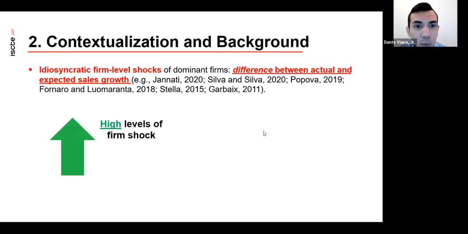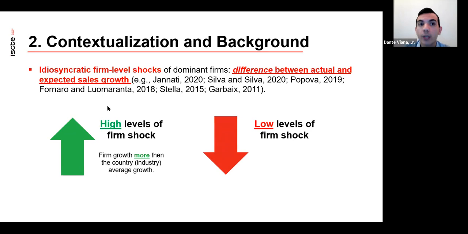Okay, so in other words, when a company has high levels of firm shock, it basically means that this firm grows more than the country or even the industry average growth. It will depend on the benchmark that we are taking into account, right? Similarly, if we are talking about lower levels of firm shocks, we are talking about firms that usually grow less than the country or the industry average growth where they are headquartered. This is the idea of firm shocks, okay? And this is the definition that we are using here in our paper.